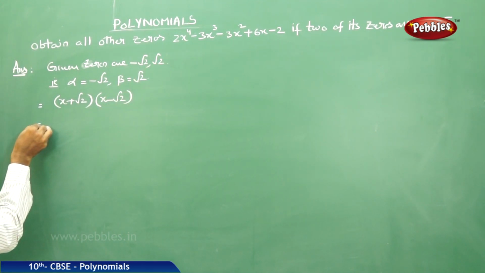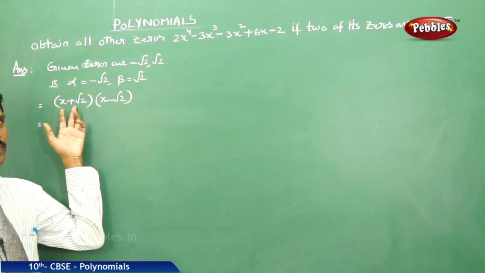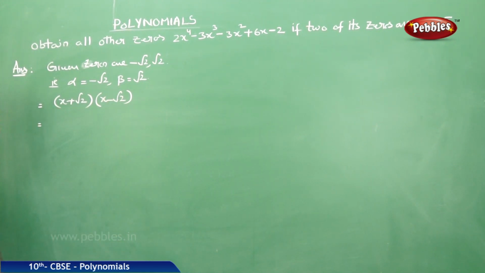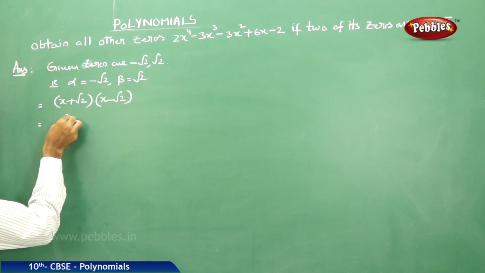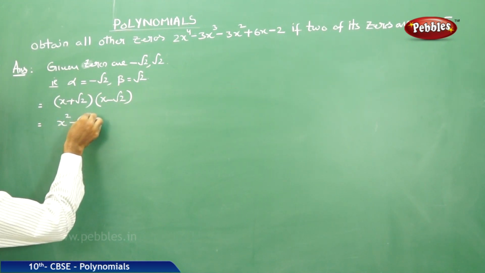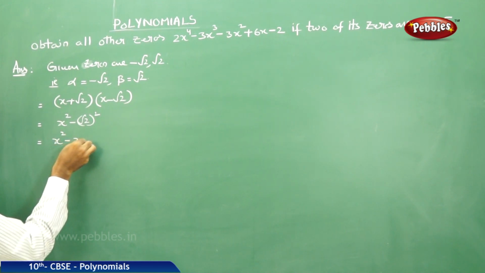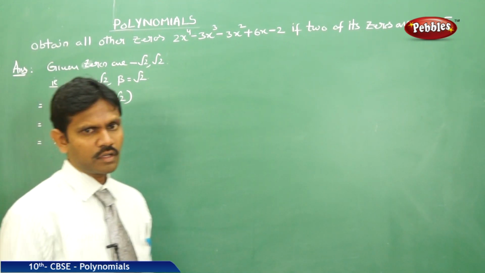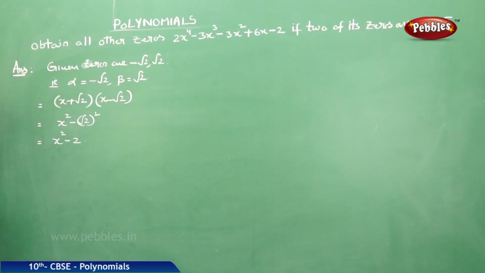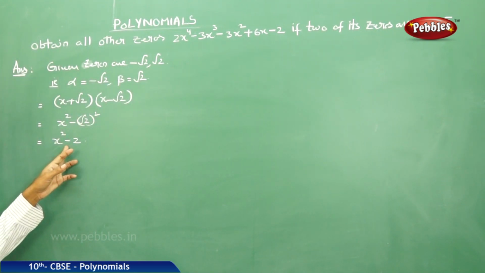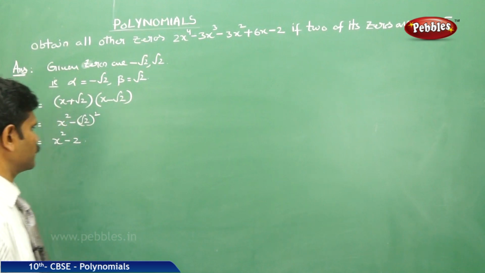Now this is of the form a plus b into a minus b. That will give you a square minus b square. x square minus root 2 whole square, that is equal to x square minus 2. Now, with this x square minus 2 we divide this part.